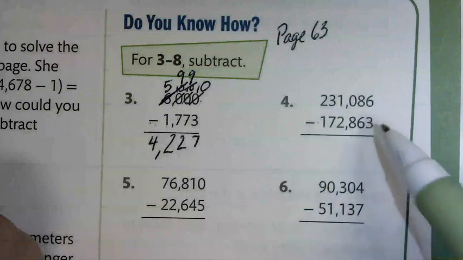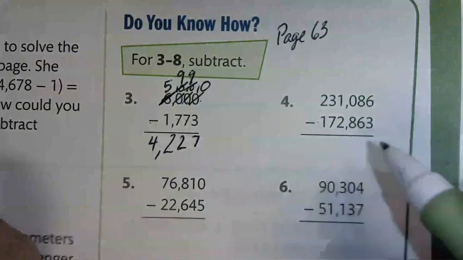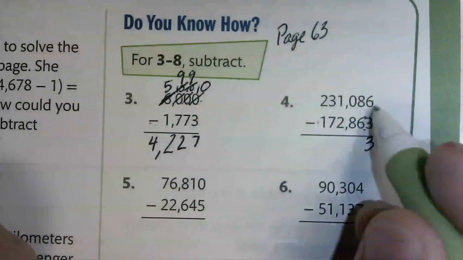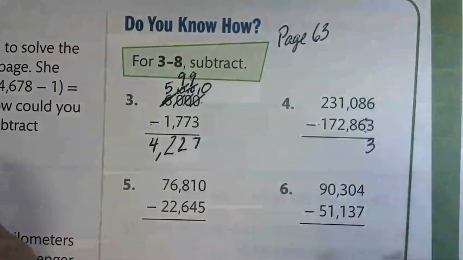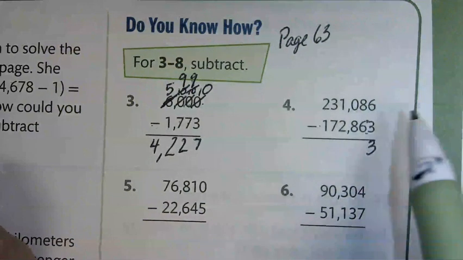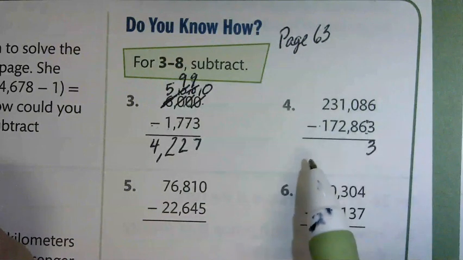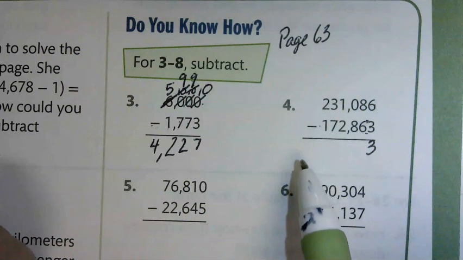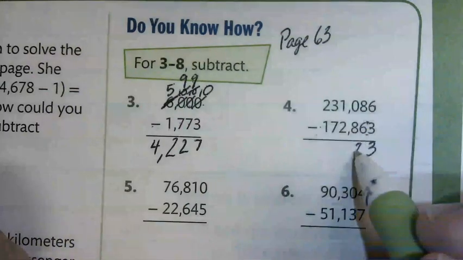6 minus 3. Well, if I have 6 and I take away 3, 6, and then I've got 5, 4, 3. That's a doubles fact. 6 minus 3. I could do that because the top number was larger than the bottom number, so I can subtract them. When I go to my tens place, I've got 8 minus 6. 8, 7, 6, 5, 4, 3, 2. And again, the 8 is larger than the 6, so I can solve it.